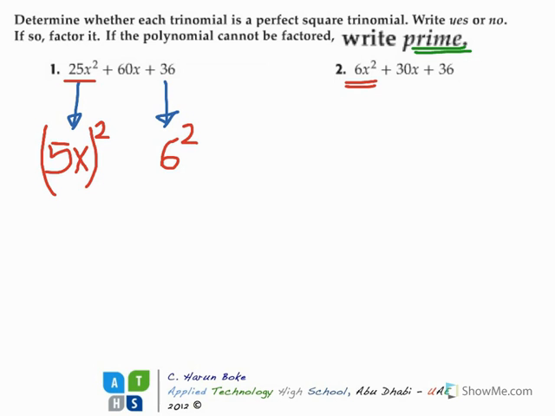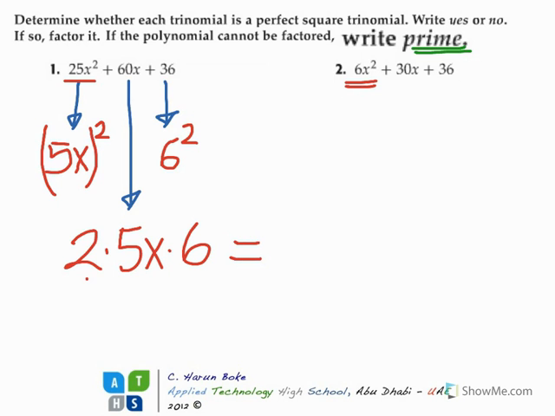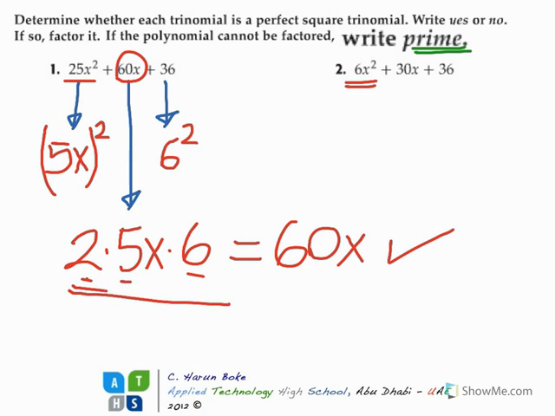Now, for this one, 60x. Can I get this 60x as twice the product of 5x and 6? Well, let's see. 2 times 5 is 10. 10 times 6 is 60x. So, yes, we can get this 60x by multiplying the product of 5x and 6 by 2.